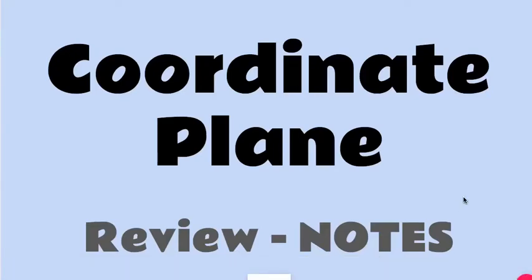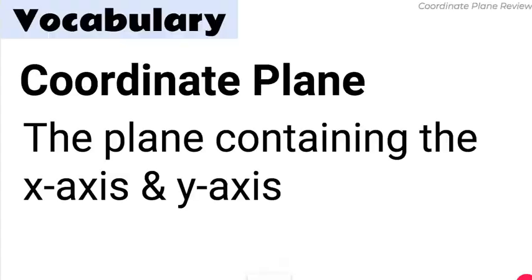Okay, we're going to review the coordinate plane. Start out with some vocabulary. You've probably heard the word coordinate plane, but I want to make sure I give you some definitions for these words that should be familiar. The coordinate plane is the plane containing the x-axis and y-axis. Basically the grid with the x-axis marked and the y-axis marked.